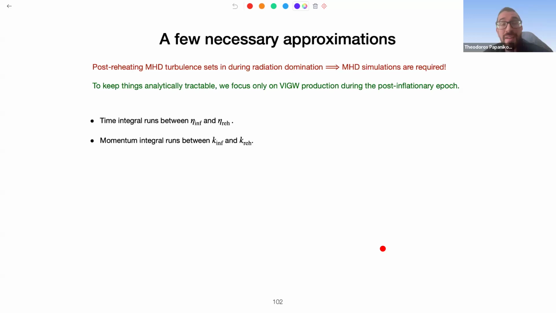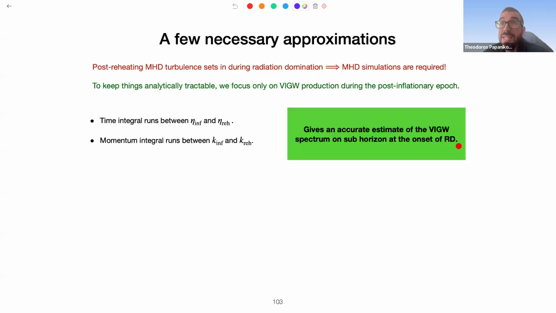This is why we run our time integrals from eta inflation up to eta reheating, and the momentum integral from k inflation up to k reheating. So at the end, we have an accurate estimate of VIGW produced at the onset of the radiation domination era on sub-horizon scales.